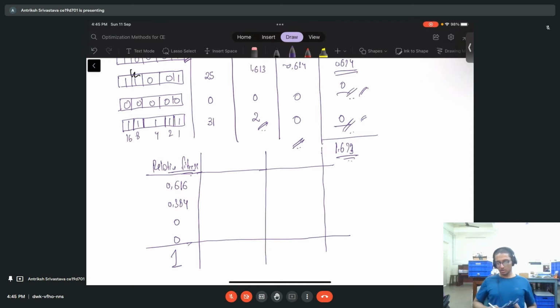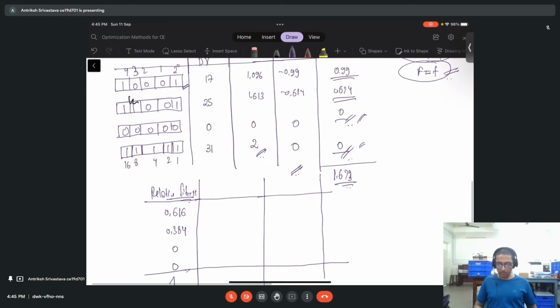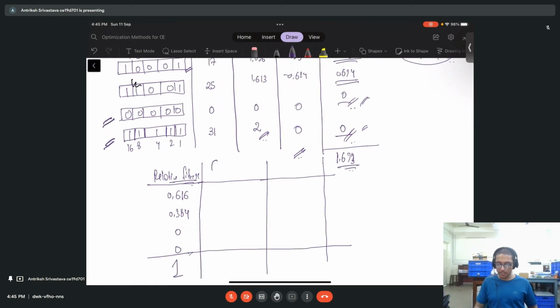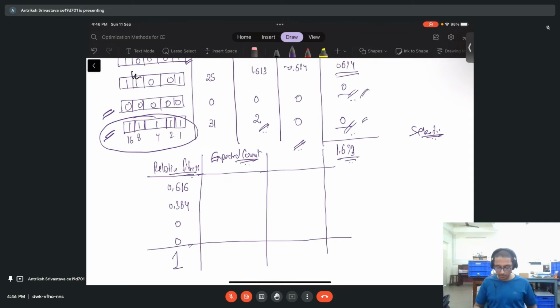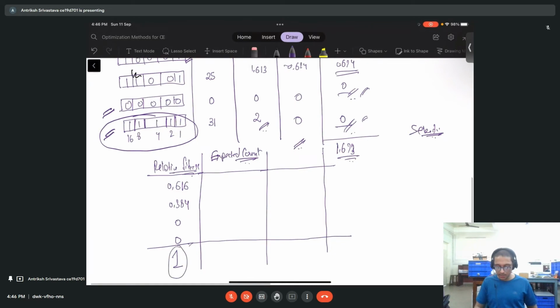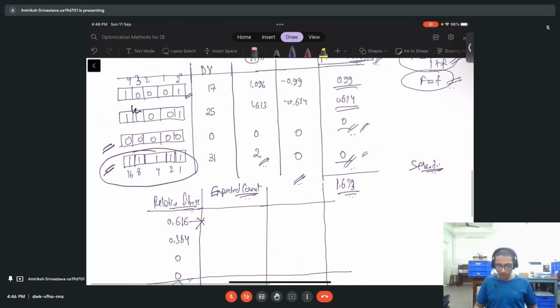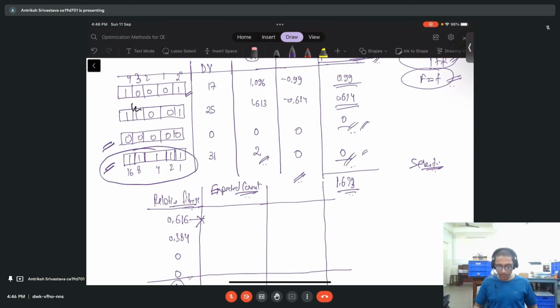So now we do the selection. Based on these two variables, we will decide whether a particular solution will be there in the next generation or not. So we will compute something called the expected count of this solution after we have done the selection process. Since your sum here is 1, you multiply each term individually with the size of the population. We have 4 here. You multiply 0.616 with 4 and the others with 4, and you will get your expected count.